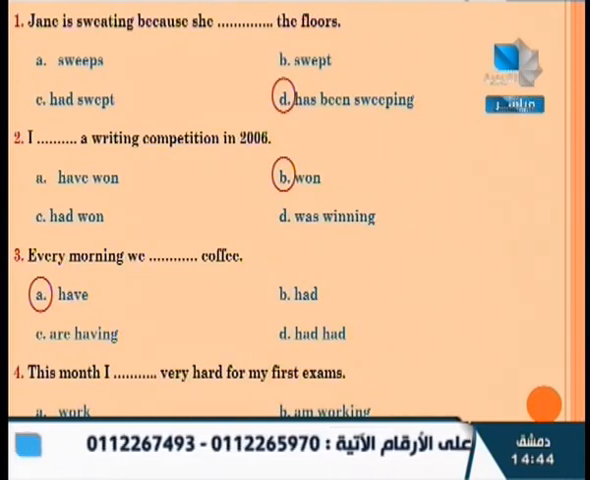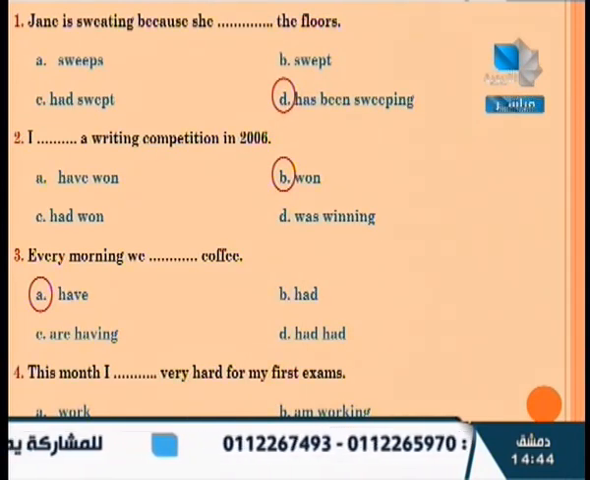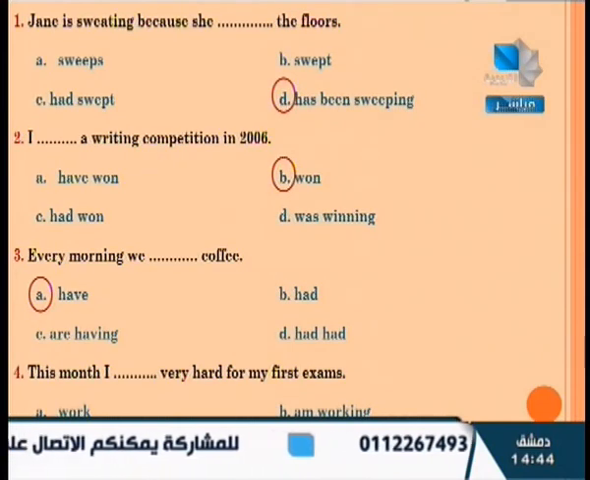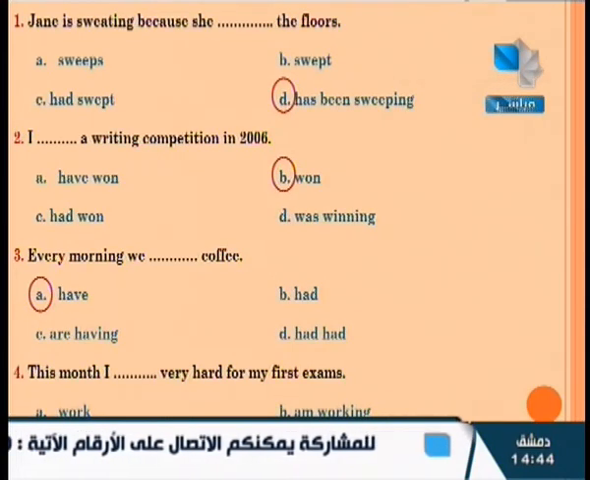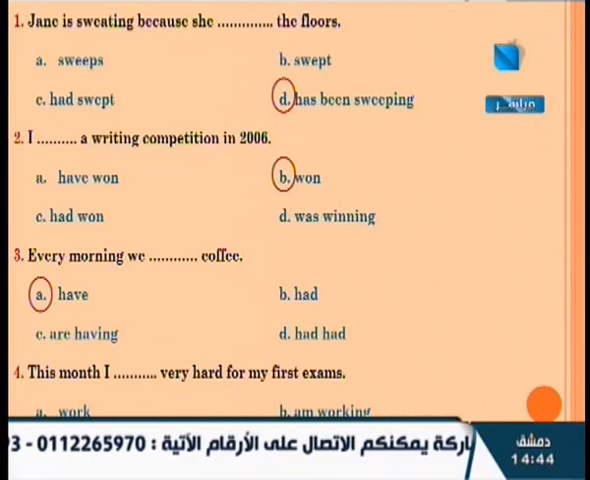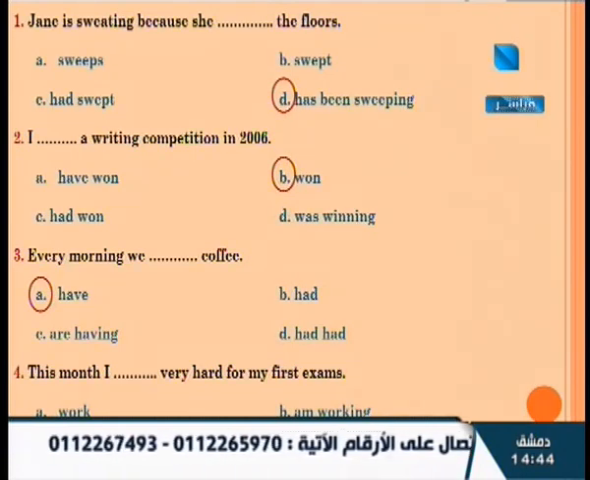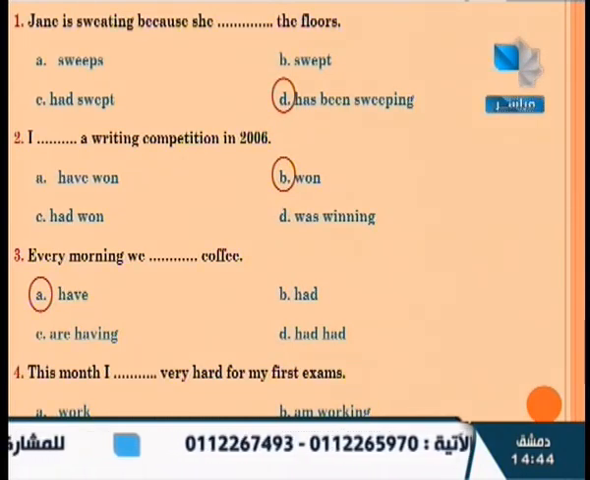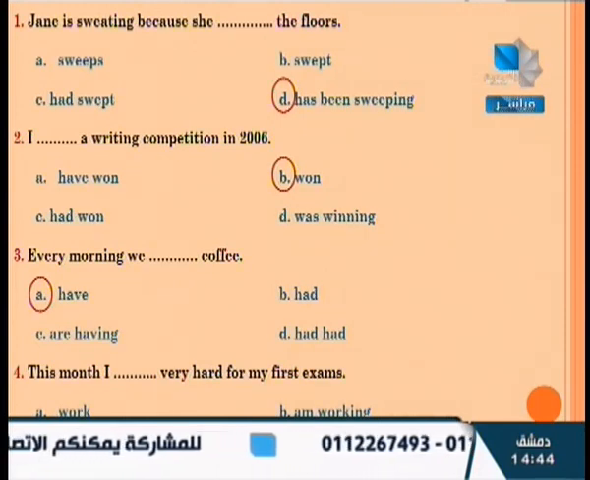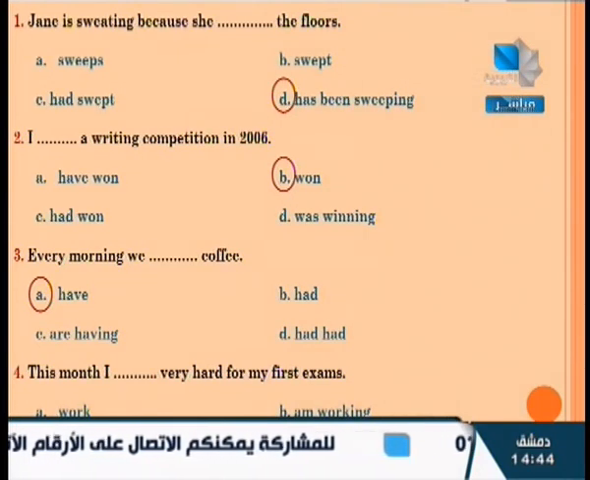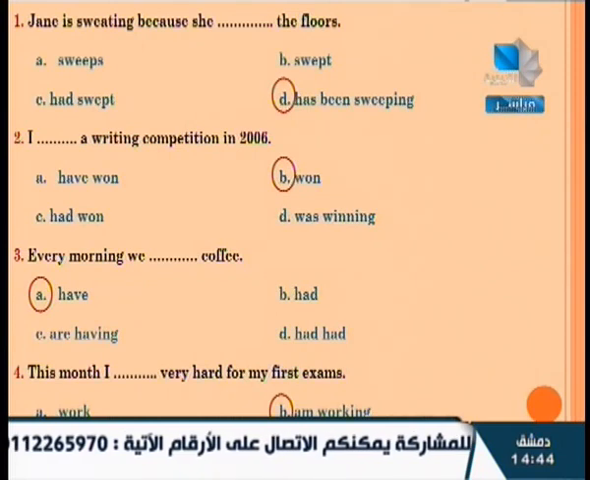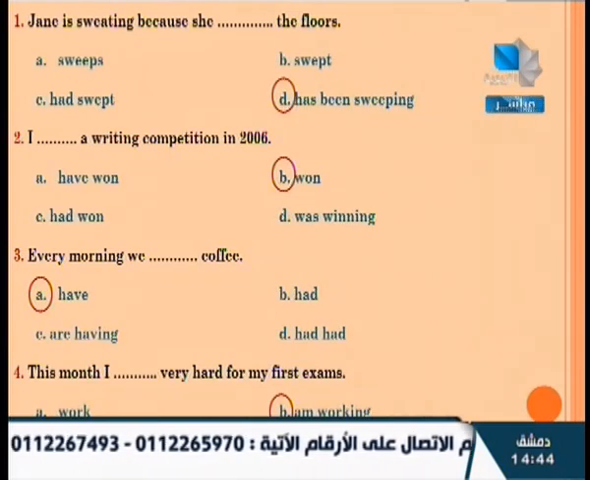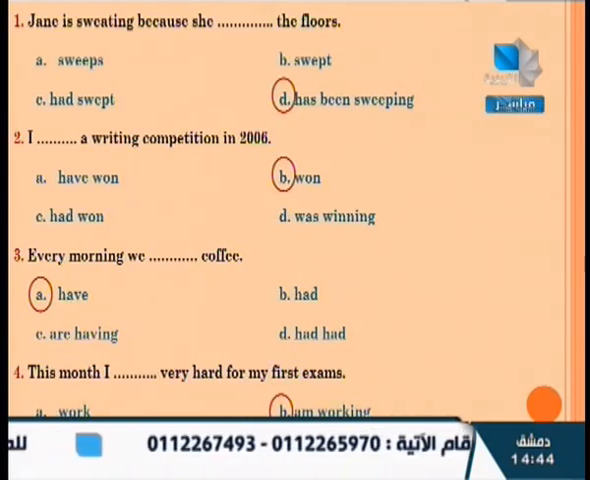Number 4, the last one: this month I very hard for my first exams. So this month I work very hard, I'm working very hard, I would work, I had been working. I think I'm working is the best choice. Okay. Again, this month, this expression or phrase can be used with all tenses.